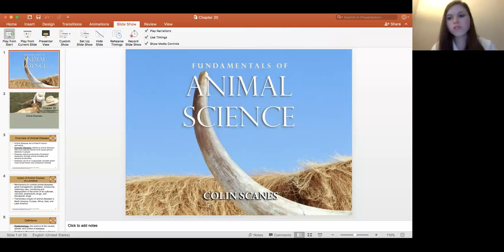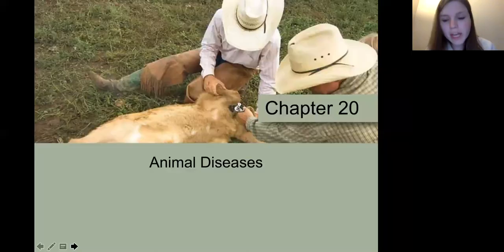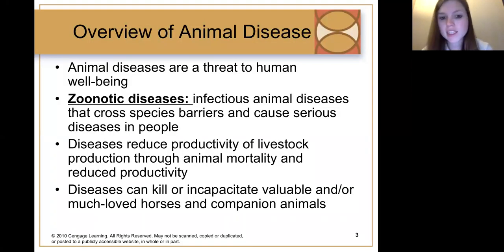The next chapter that we covered was chapter 20, where we talked about animal diseases. Of course, we talked about zoonotic diseases. That's an infectious animal disease that can cross species barriers and cause serious diseases in people. When you're talking about animal science, it is important to acknowledge that diseases can be spread from people to animals. If you're going to be around animals, that's something to be aware of. Obviously that's bolded and underlined, which is my thing. So be familiar with that definition and what a zoonotic disease is, because that's really important to understand when you're going to be around animals.